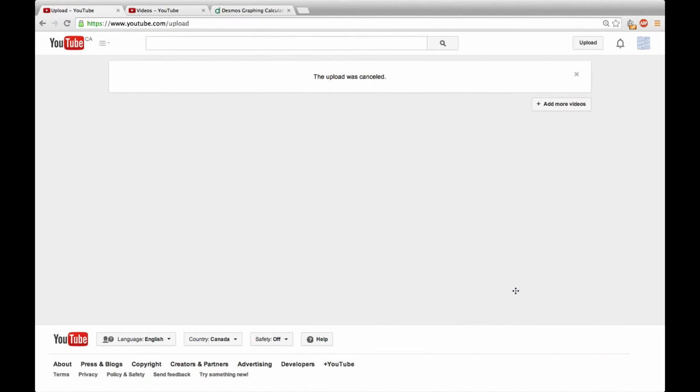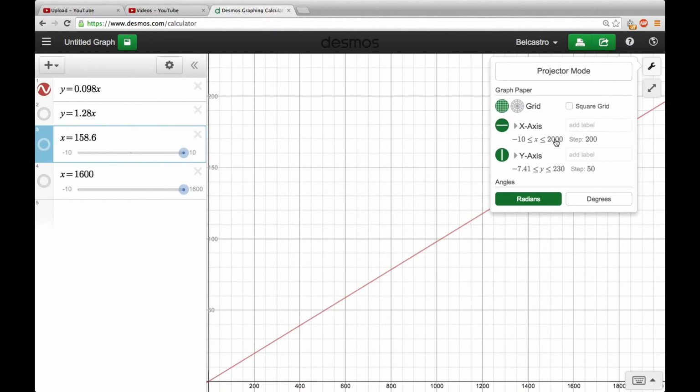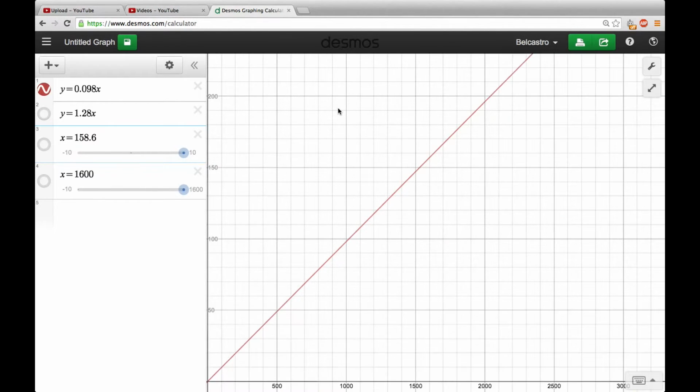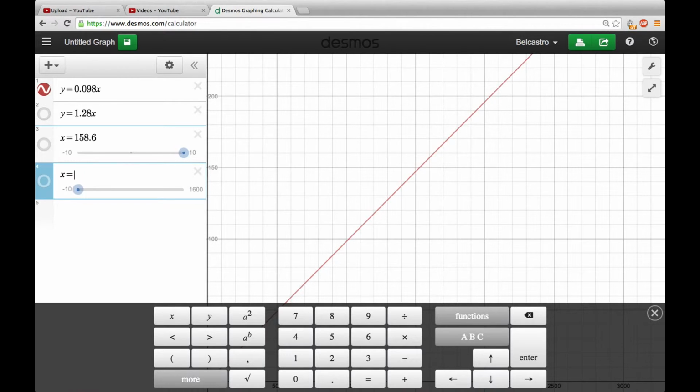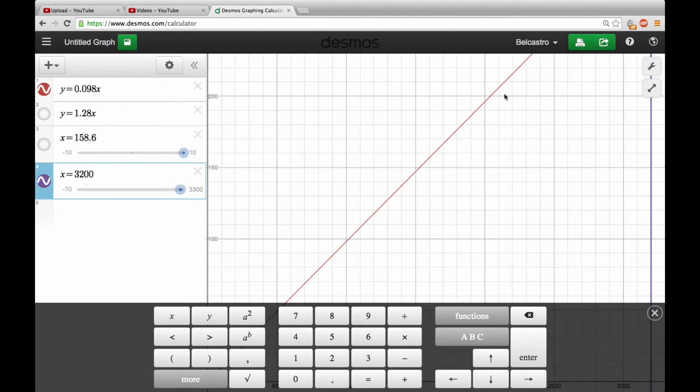Okay, oops. So here we are, and I'm actually going to have to extend the screen just a little. 3,300. Okay. What we have here is our line, and I need to get to 3,300. So I'm going to say x equals 3,300, okay, and that's going to give me a vertical line that comes up. Oh, sorry, 3,200 the family uses, right?